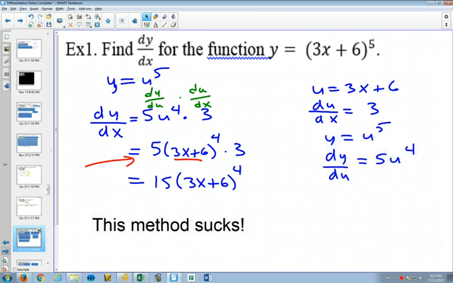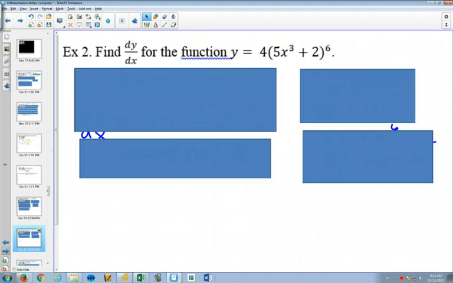Okay? So here's the overall idea. This method isn't the greatest, to substitute. We're going to do it directly. So what does directly look like? We'll just write this out.